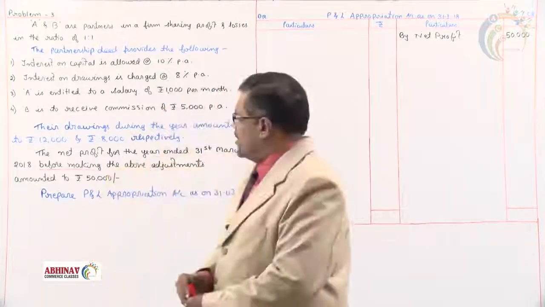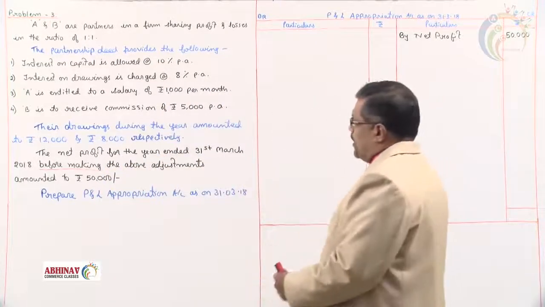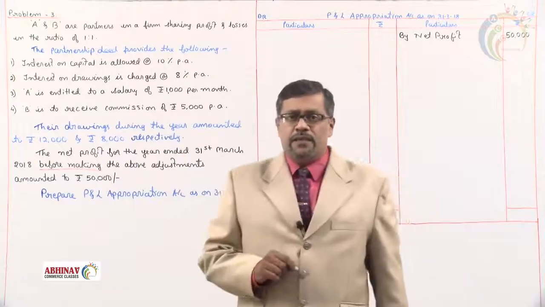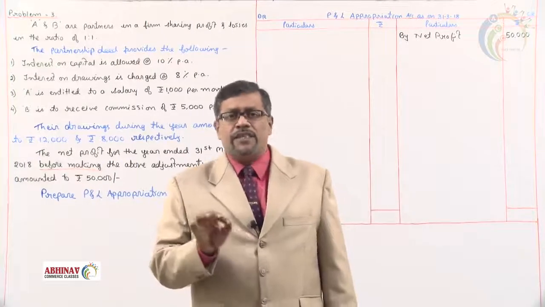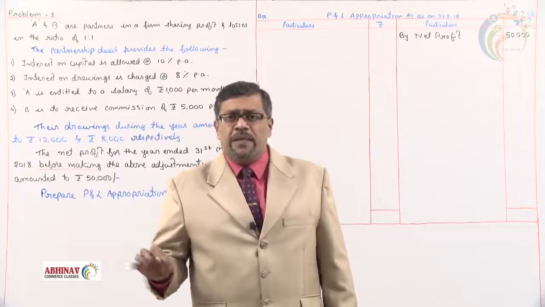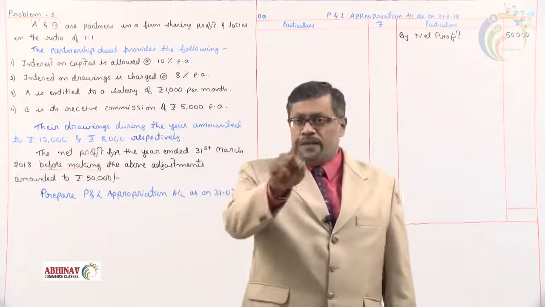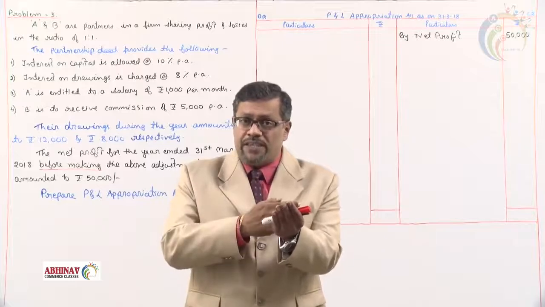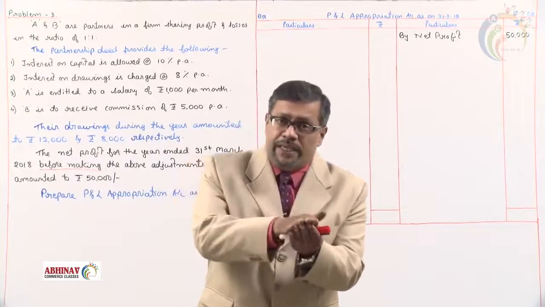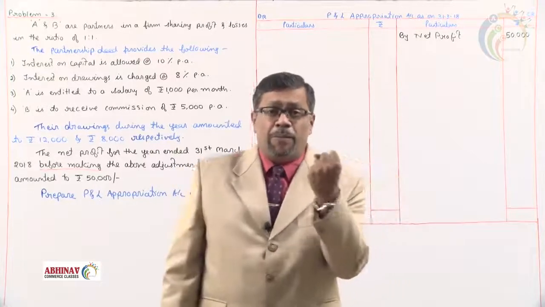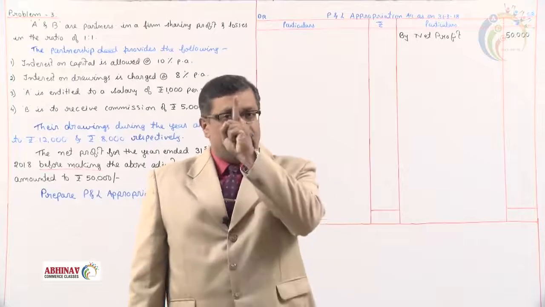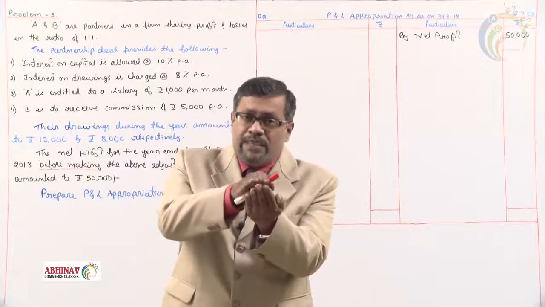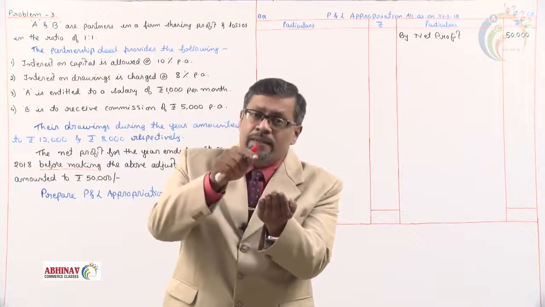Let us see the transactions now. The partnership deed provides interest on capital at 10%. First question is, what is interest on capital to the partnership firm? Is it an income or expenditure? Partners invest the money. So we have seen in the last sessions, when partners invest the money in the business, for the partnership firm, it's a liability. Capital is always a liability. So when they invest the money, it's a liability.